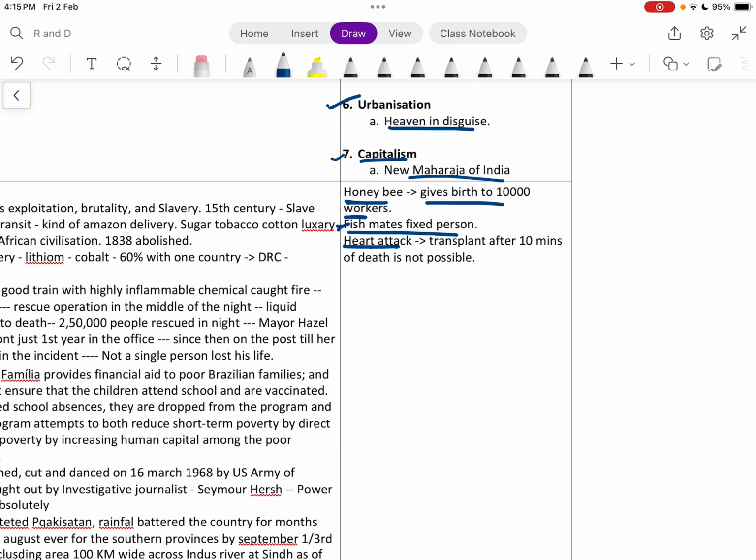So here there are two different types of stories. You can use it.